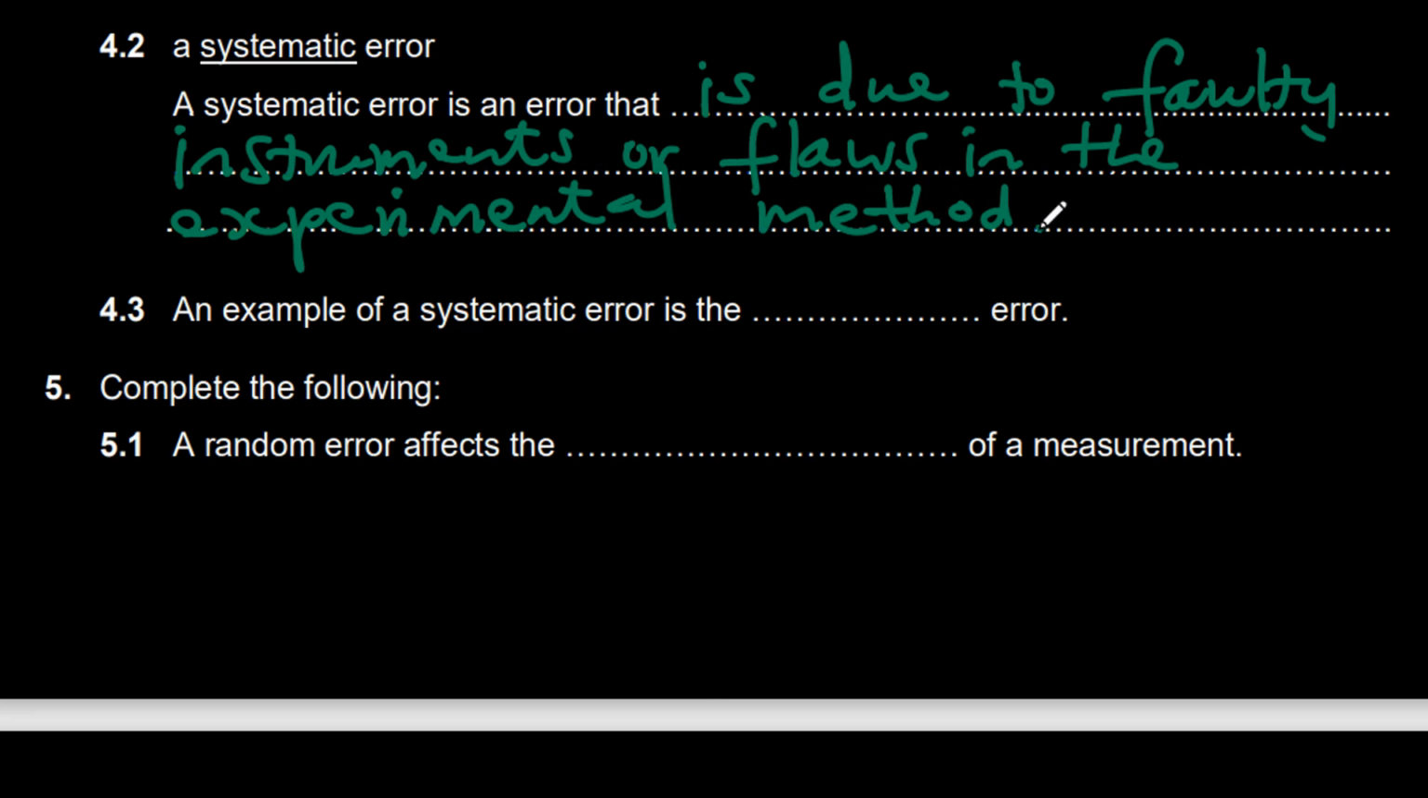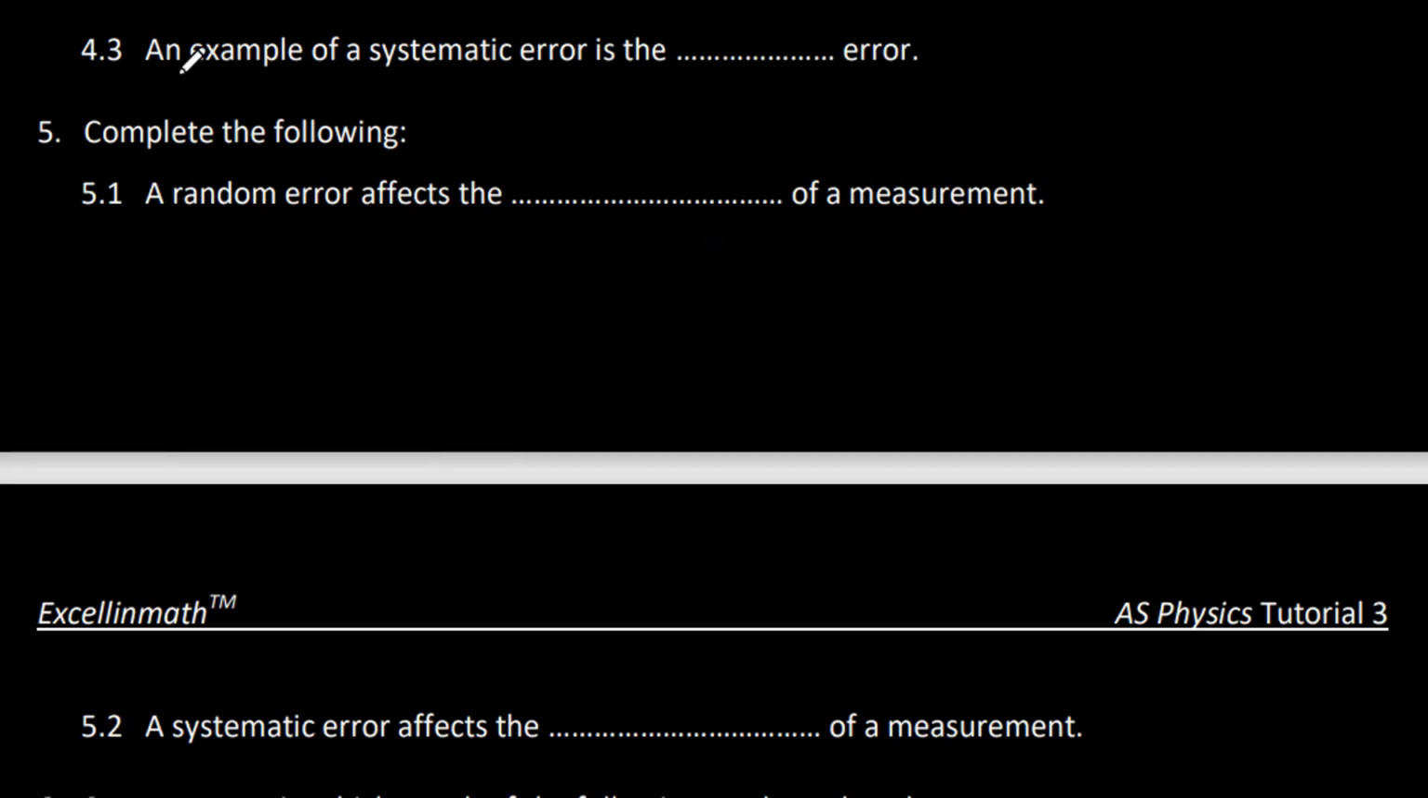So it's important to note that a systematic error will occur every time the instrument is used or the experimental method is applied. Then in 4.3, we have to give an example of a systematic error. Now, an important example of a systematic error is the zero error. Now, what is the zero error?